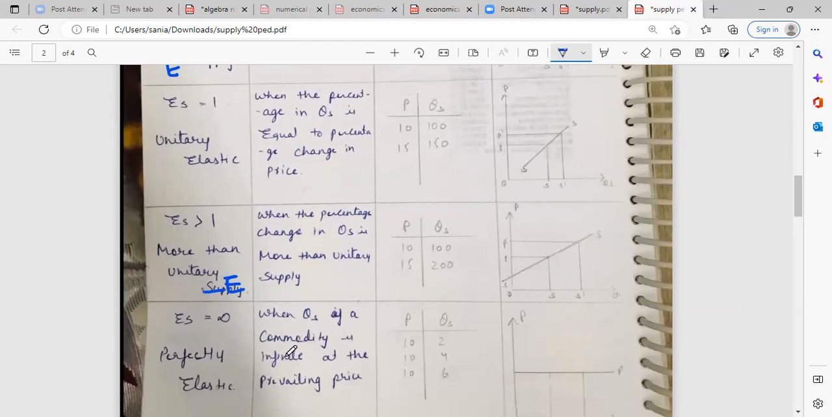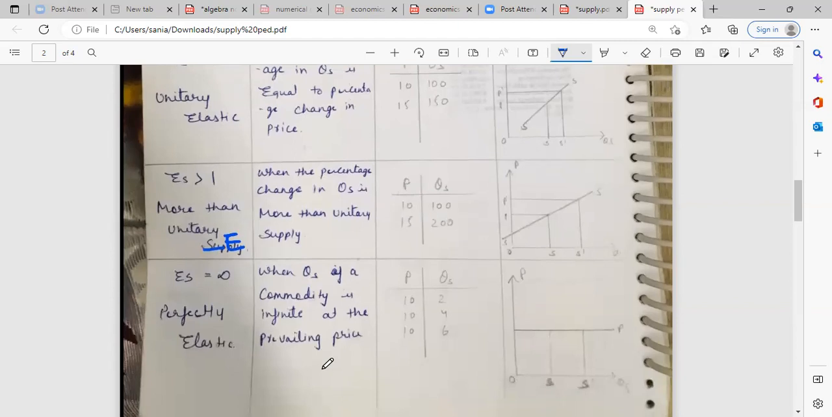When QS of a commodity is infinite at the prevailing price, over here it keeps on changing. The price is not changing, but your quantity supplied keeps on increasing, right? So that time it is like this. Clear?